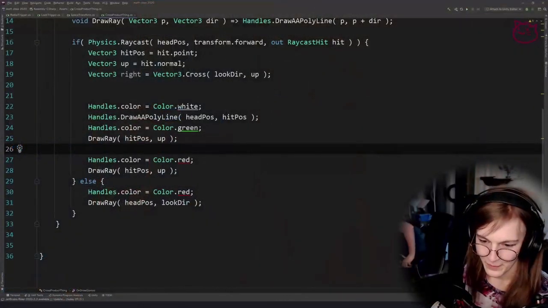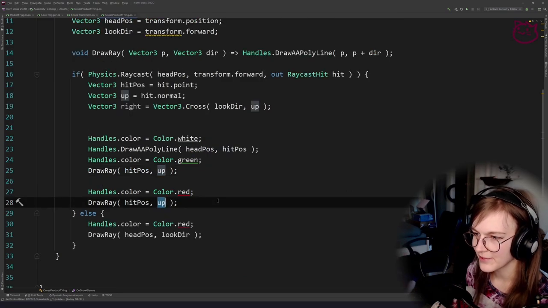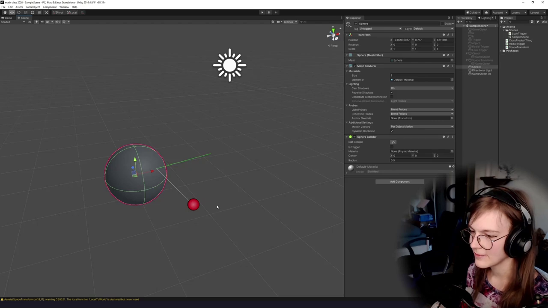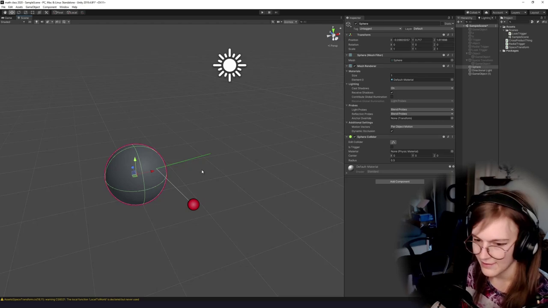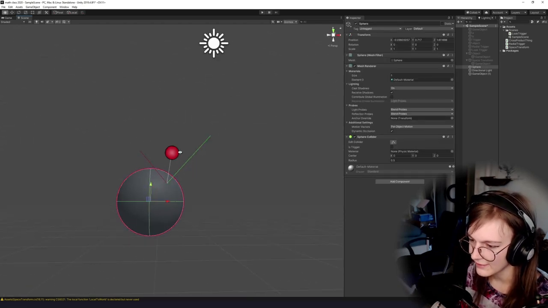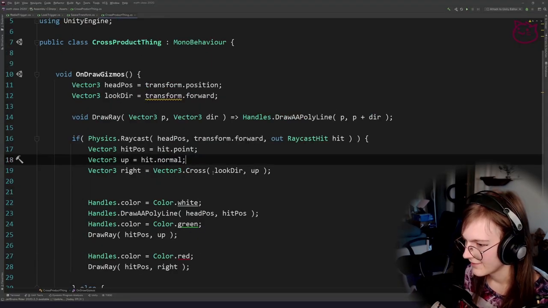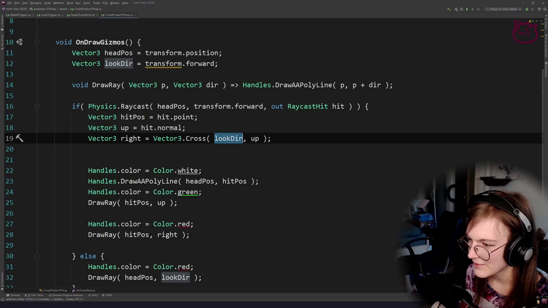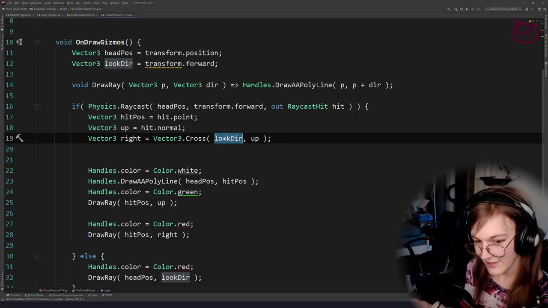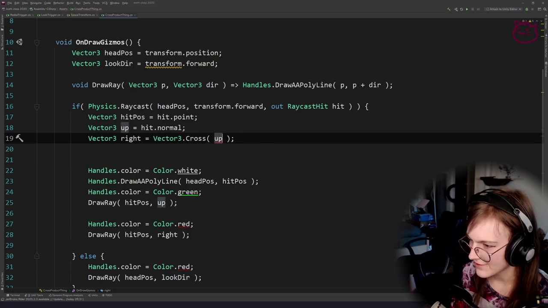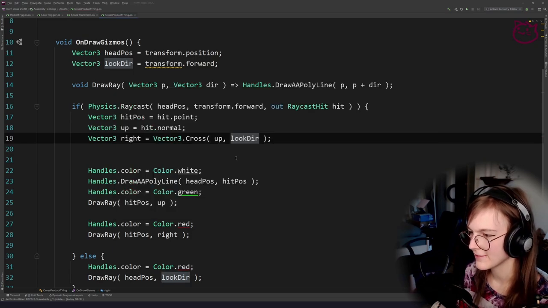All right, so now we should be able to draw this one. So from hit position to right. Let's go back to Unity. And now it's probably going to have the incorrect length. Oh, wait, I was thinking reverse about this one. I was thinking in shader terms, in which case look direction is usually going in the other direction. But you know what? We can just flip these back and everything's going to be fine.